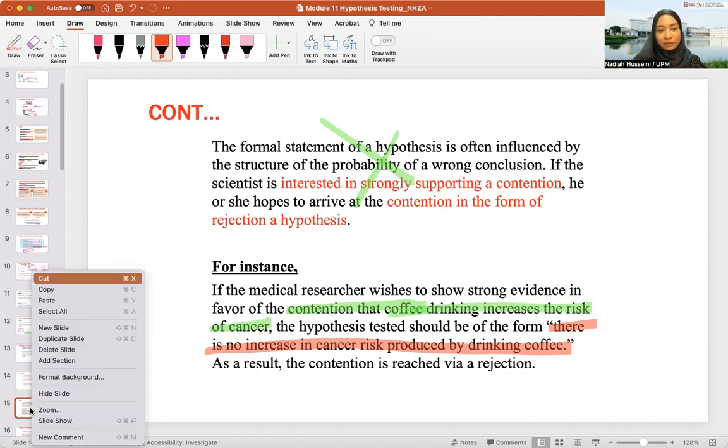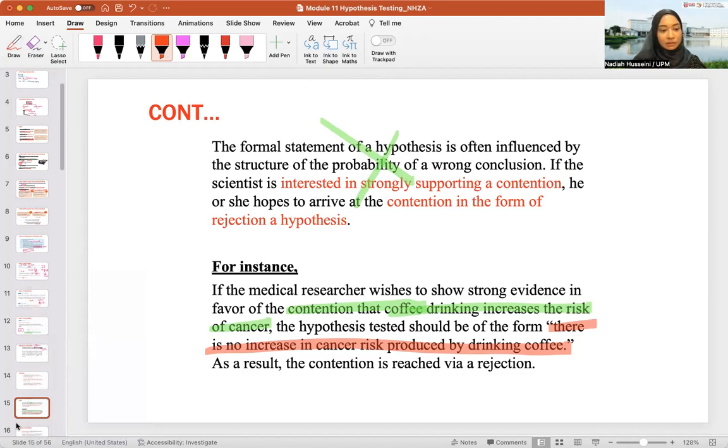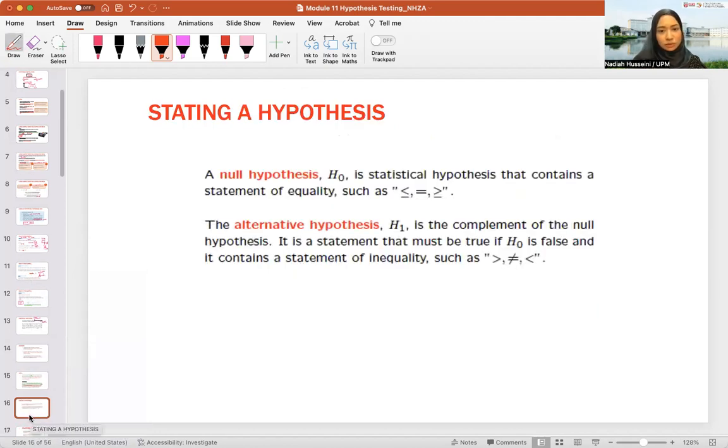Okay, moving on. This is where it gets more technical for us to understand hypothesis, and I believe this is the way we can approach things, because engineers like things that are factual. So a null hypothesis H0 is a statistical hypothesis that contains a statement of equality, such as less than or equal to, or greater than or equal to. So you have that equal sign here, right? Whereas for the alternative hypothesis, you don't have that equal sign. So this is always going to be an inequality.